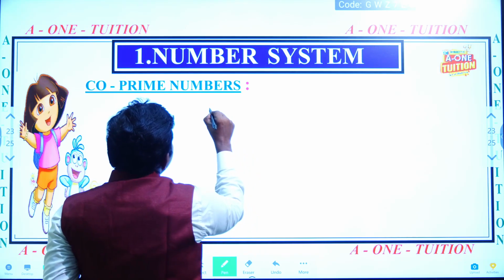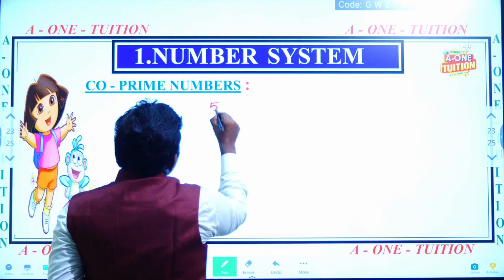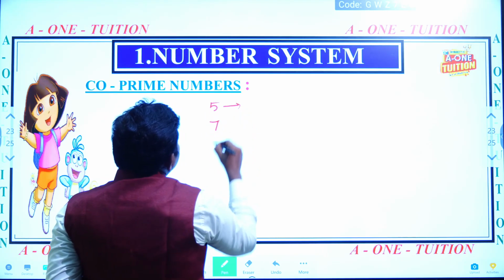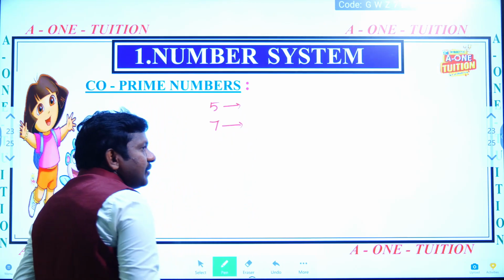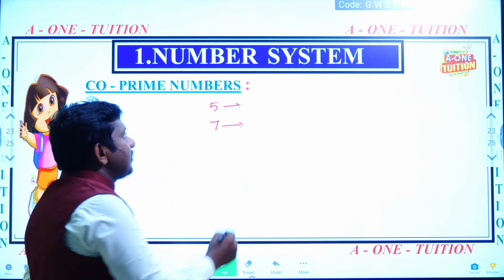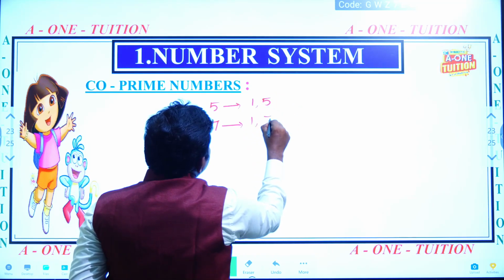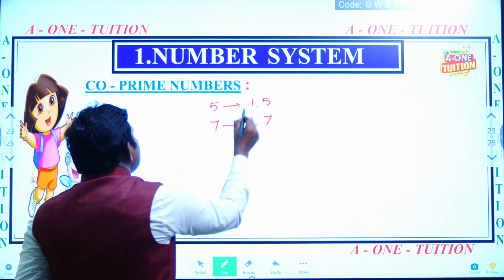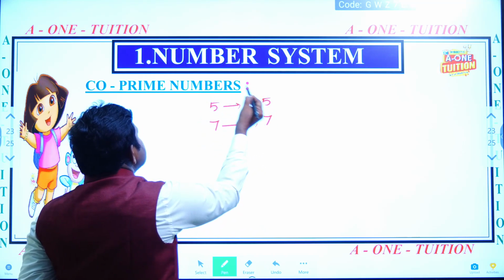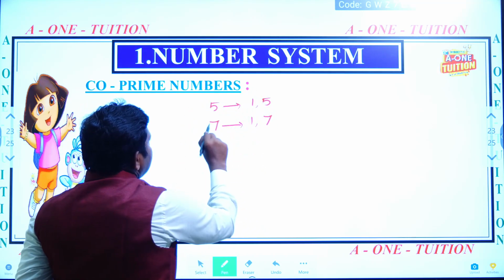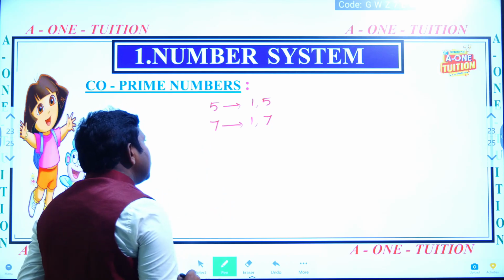Suppose I take the numbers 5 and 7. What about the factors of 5 and 7? 1 is a factor of 5 and 5 is a factor of 5. 1 is a factor of 7 and 7 is a factor of 7.